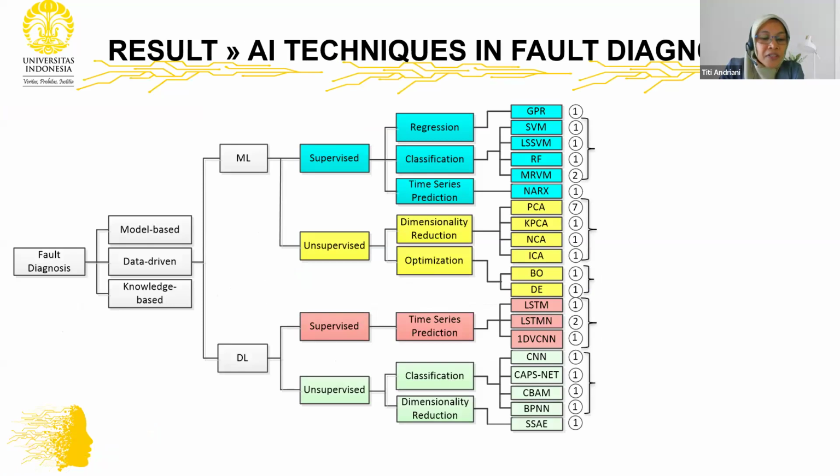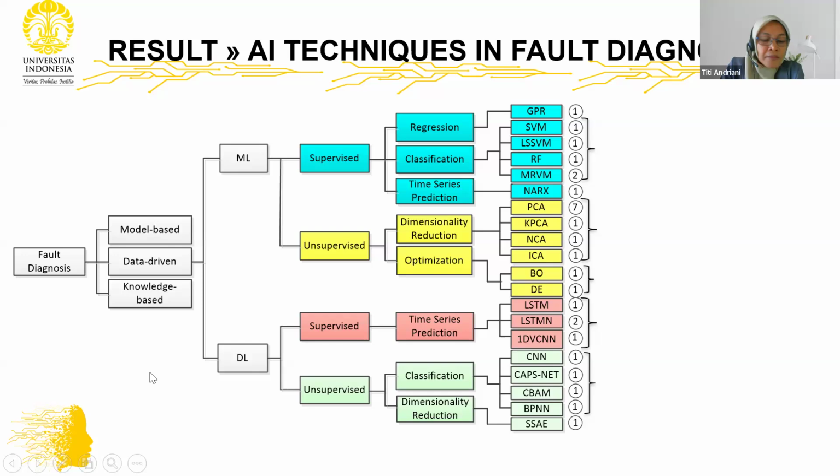The study indicates that machine learning techniques are increasingly used in battery energy storage system fault diagnosis, with 19 papers discussing this method. Principal component analysis was the most frequently cited, appearing about 7 times, followed by MRVM, which was mentioned twice, while other methods appeared only once. Meanwhile, deep learning techniques have also been widely adopted in 9 studies, with LSTM being the most frequently mentioned, about 2 times, whereas other methods appeared only once.